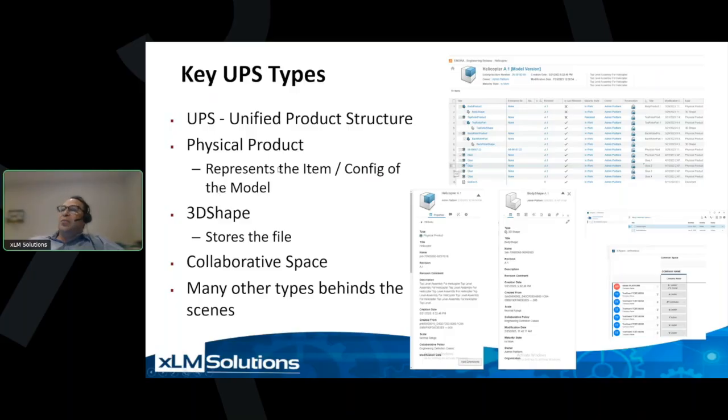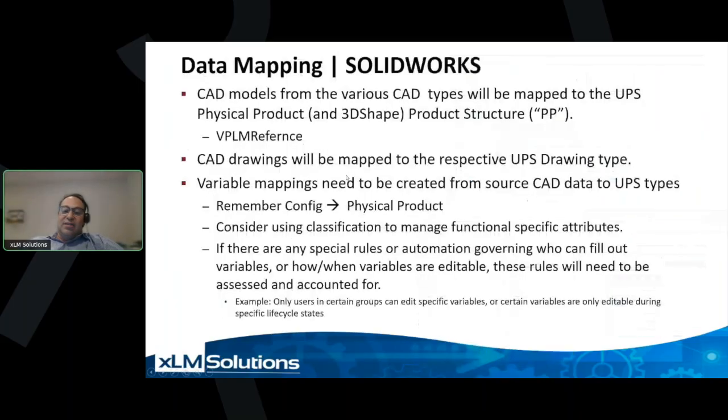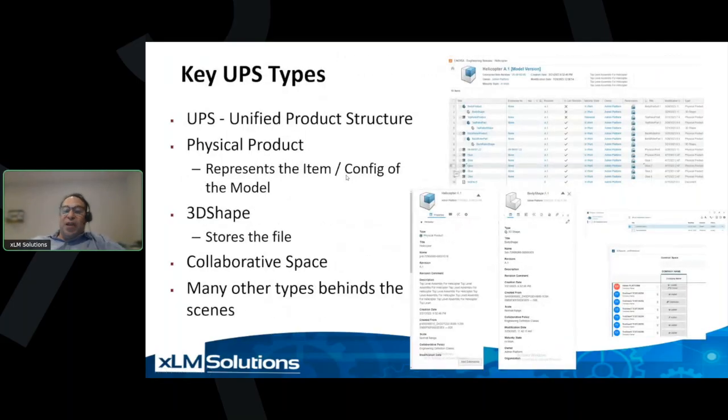So a physical product would represent an item, but it can also represent the CAD. And when we're talking about SOLIDWORKS, it represents the configuration within SOLIDWORKS. So, think of a screw with multiple configurations. Each configuration is a different length of the screw, hence each different length is a different part, and all those configs would represent different physical products within 3DEXPERIENCE. You also have 3D shapes. 3D shapes represent the actual file. So, if you had multiple configs, they would all be linked to the same 3D shape.